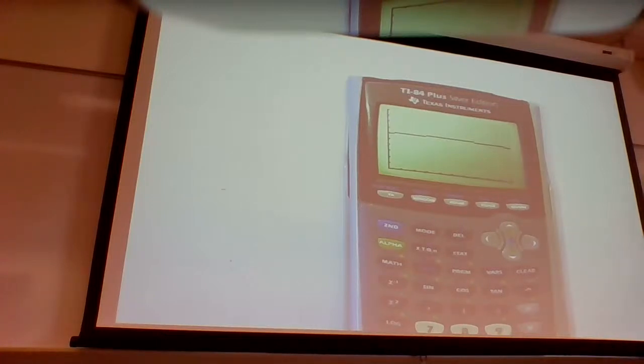Find the vertex using the calculator. It should be the same answer, 5, 6250. Again, we have to decide: are you following along and copying, or can you do it on your own? We're going to get you guys to do this.